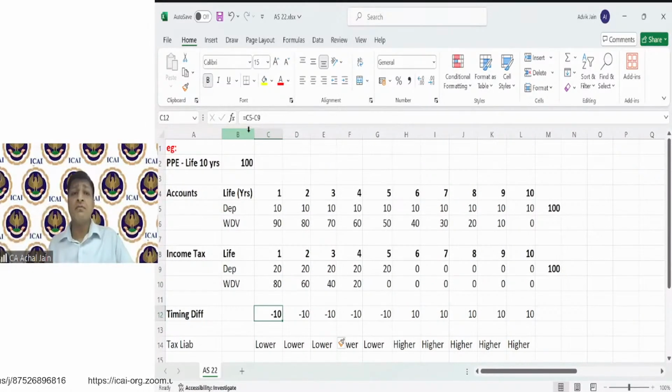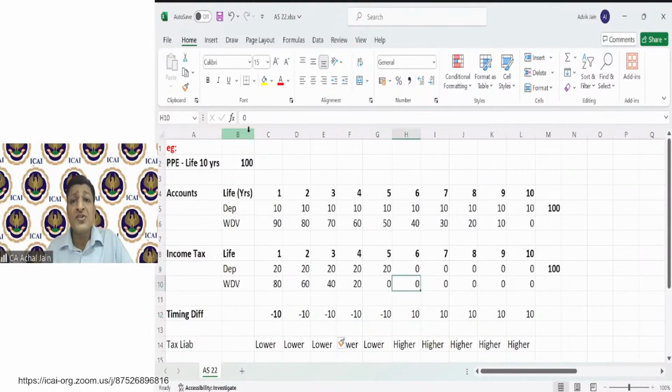So in the first year, what do you find? In the first year, you find that in the books, the depreciation amount is lower. However, as per income tax, the depreciation amount which is allowed is higher. So that's why we are getting a difference of 10. Now the same thing is there in the second year, the same thing in the third year. If you look at the fifth year, up to the fifth year, the same trend continues. Yes or no? Same trend continues.